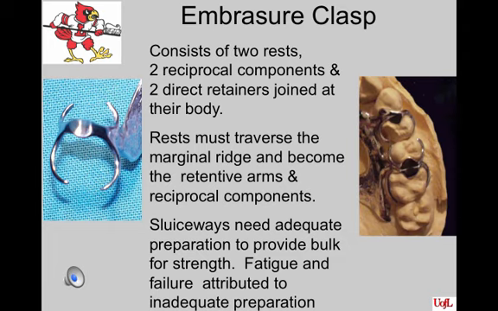The rest must traverse the marginal ridge and become the retentive arms and the reciprocal components. Sluiceways from the major connector to the buccal arms need to be prepared to provide bulk for strength of the clasp assembly. Fatigue and failure of this clasp is often attributed to inadequate preparation in these sluiceways.